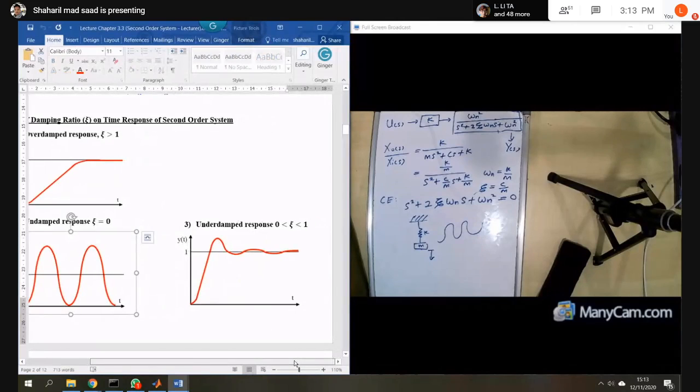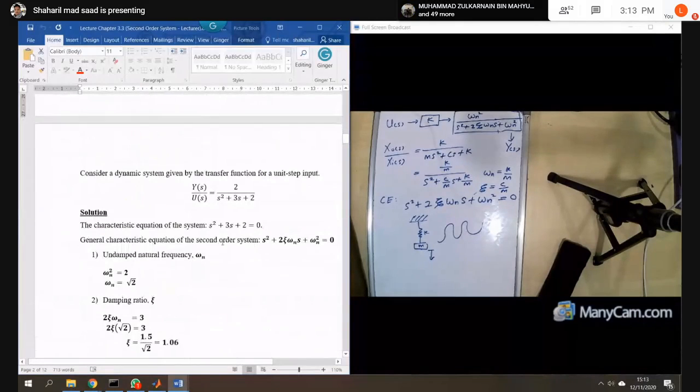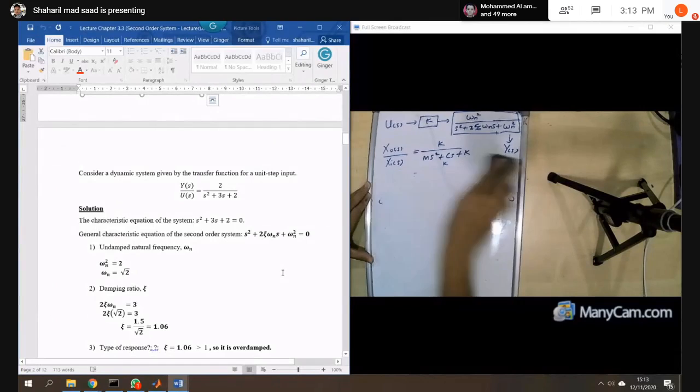In between, that means theta less than 1 and more than 0, you will get this kind of graph. There will be some overshoot, and then it will be stable after that. So you can calculate the static error from that. Okay, let's look at this example.